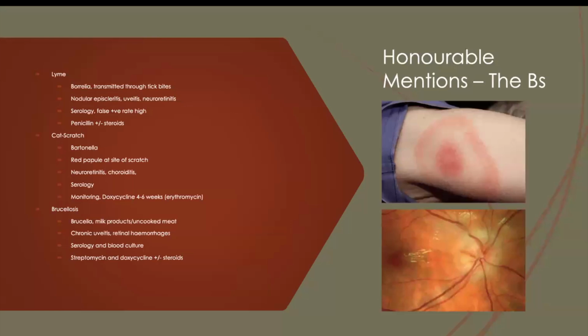And then with Brucella, this is typically from milk products or uncooked meat. Again, a chronic uveitis, perhaps some retinal hemorrhages, and these are patients that are going to be treated with either streptomycin or doxycycline with potentially some steroids as well to help manage the inflammation.